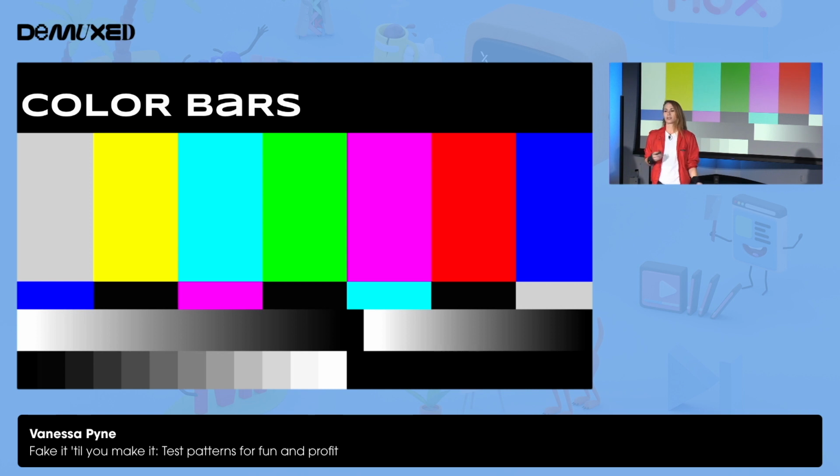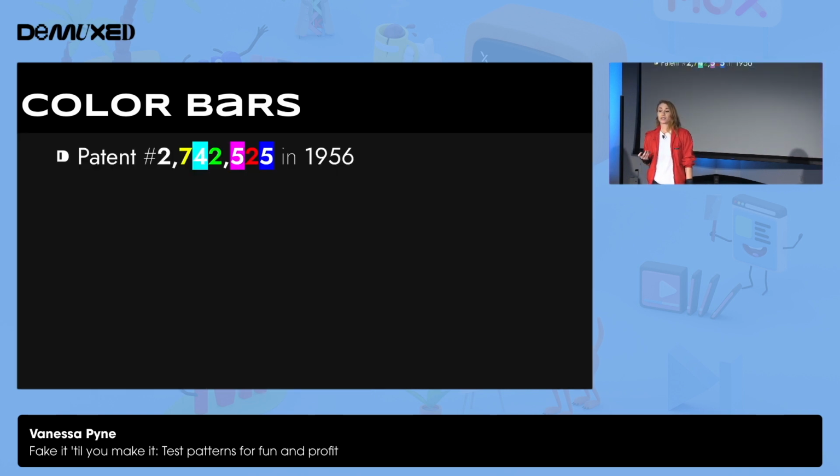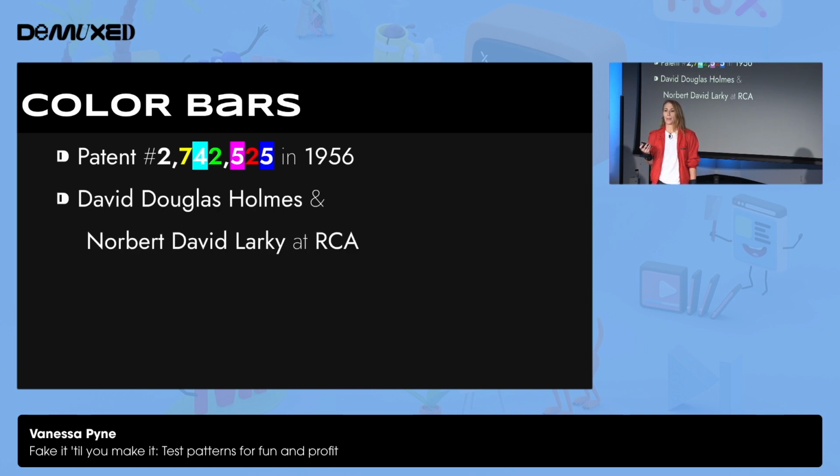Bars and tone, SMPTE color bars, or as it was called in patent 2,742,525, granted in 1956, color test pattern generator. Inventor credit goes to David Douglas Holmes and Norbert David Larkey while working at RCA. These two Daves created what they called the world's first digital graphic, a picture produced electronically with no light, no lens, no film, and no photoelectric surface.